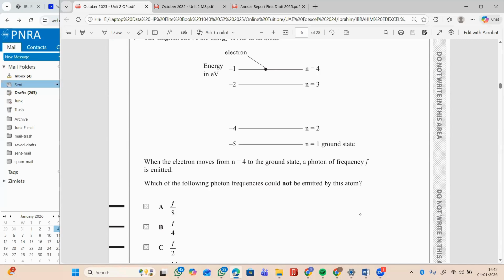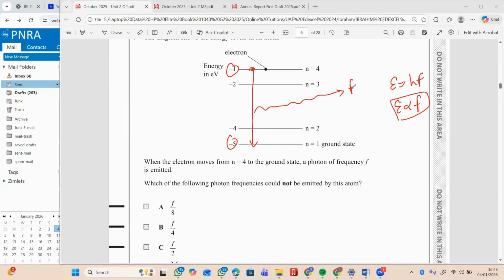Well, here you can see that if it is moving from here to here, the frequency F is being emitted. So you can see that the energy difference is maximum, right? As you know that the energy of the emitted photon is hf. So energy is directly proportional to frequency. So here the frequency is maximum, so the energy is also maximum, okay? So this is showing the maximum energy.